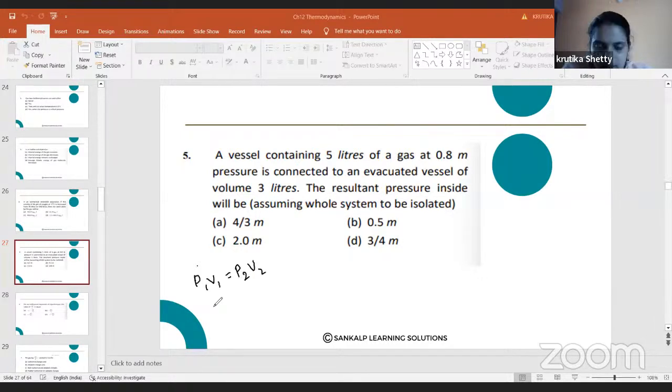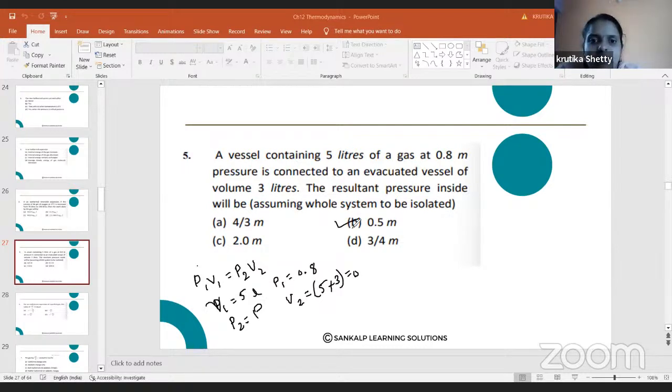So V1 is given as 5 liter. P1 is given as 0.8, right? P2 I'll consider as P. Then V2 I'll take as 5 plus 3, which is equal to 8. So substitute all the values here: P1 is 0.8, V1 is 5, P2 is P, V2 is 8. If you go on simplifying, P will be 0.5 m. P will be 0.5 m. Yes. Okay. So the next question.